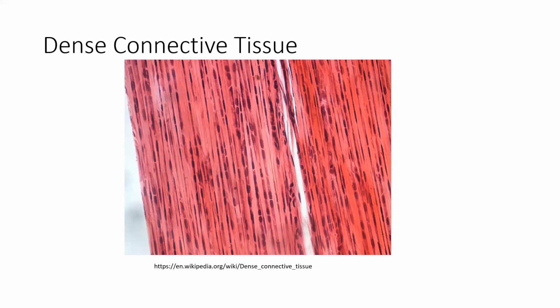Now let's take a deeper look into dense connective tissue. As you can see, like what we mentioned earlier, dense connective tissue has more fibers than loose connective, and we can see it in this image as they're all bound pretty tightly together. And again, dense connective tissue consists of two types: regular dense and irregular dense.